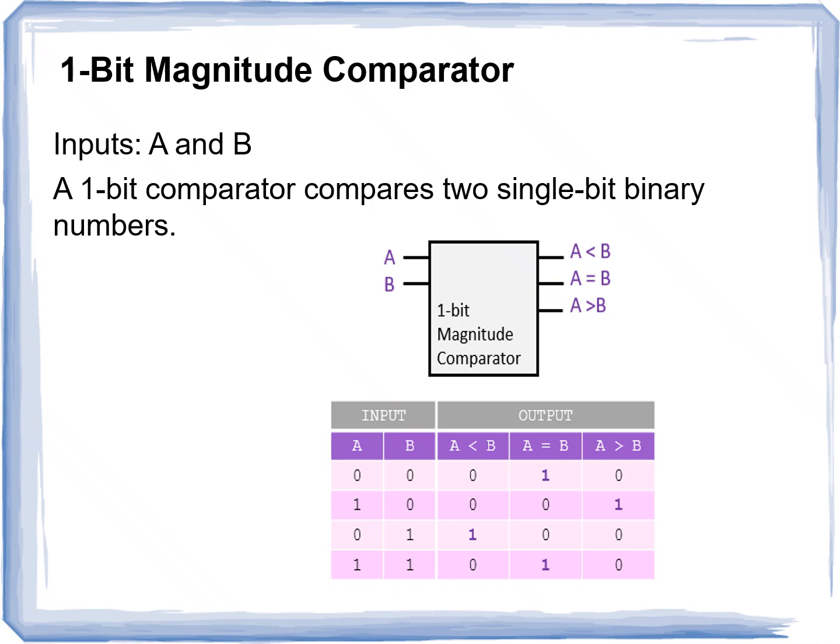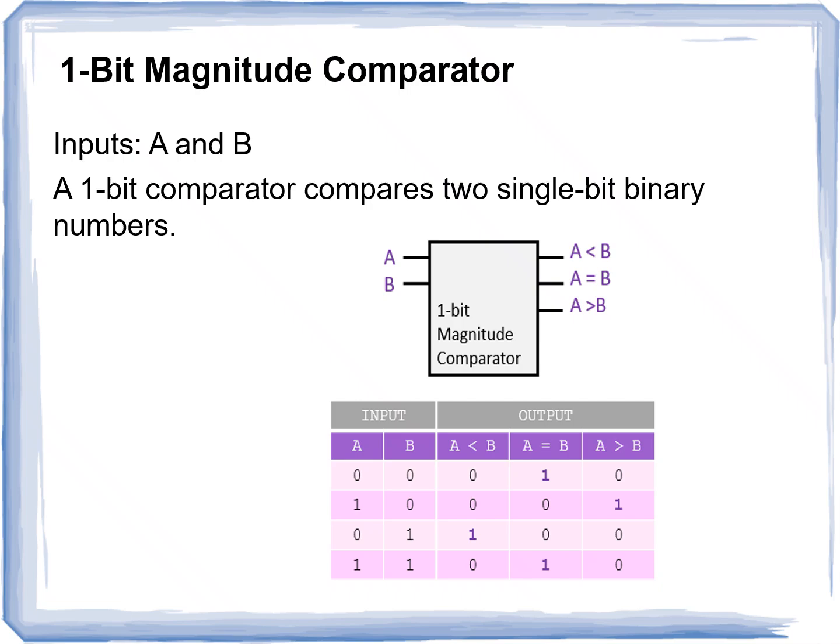In the first case, the values of A and B are 0, 0. So, A equal to B will be high, and the remaining outputs are zeros. In the second case, A equal to 1, B equal to 0. In this case, A is greater than B. So, A greater than B will be equal to 1 and the remaining values are 0. Next case, A equal to 0, B equal to 1. In this case, A is less than B. So, A less than B equal to 1, then the remaining are all zeros.